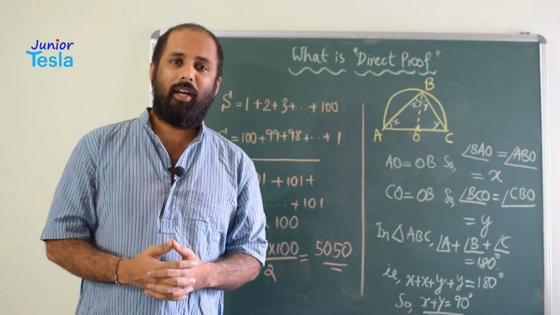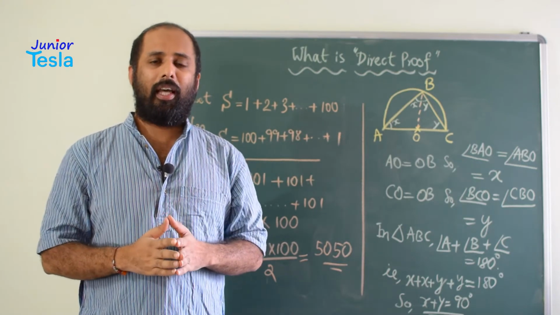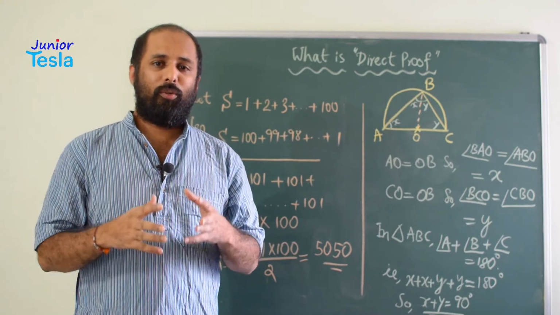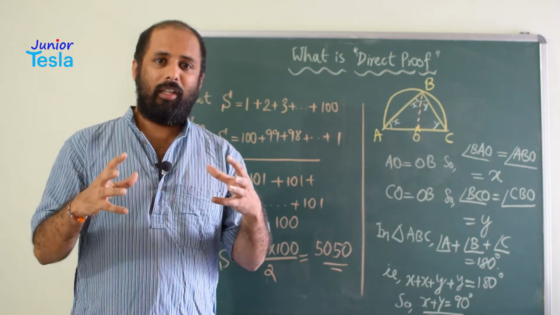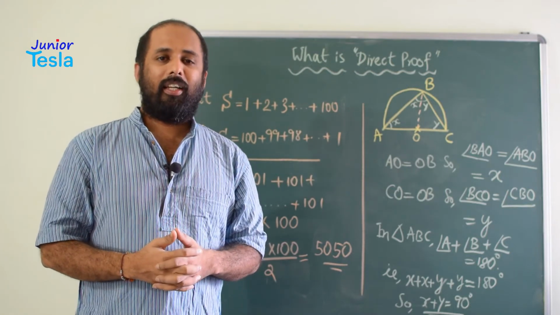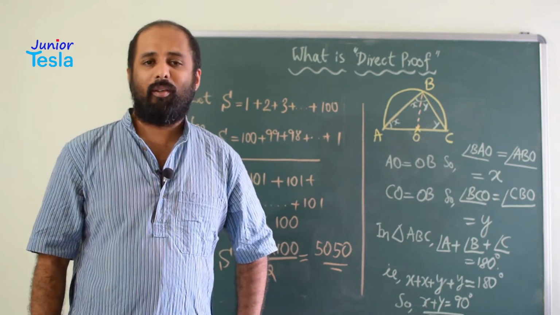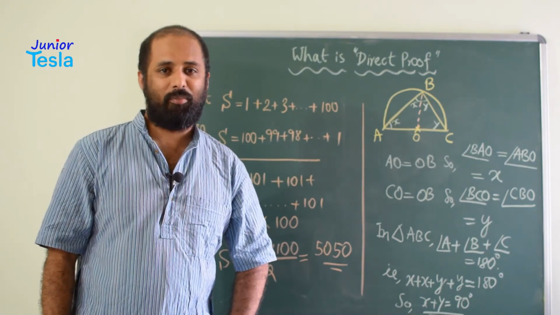Here in this episode, I have taken two very simple and direct examples to tell you what actually happens in proving using the direct proof method. In the first example, I have taken a well-known result, finding the sum of first 100 natural numbers.